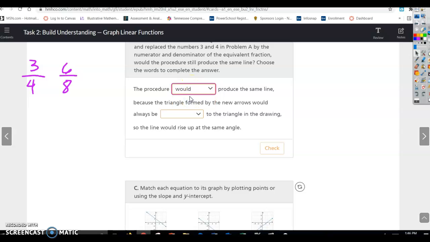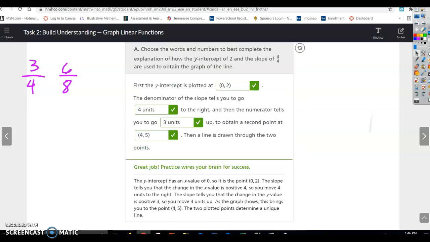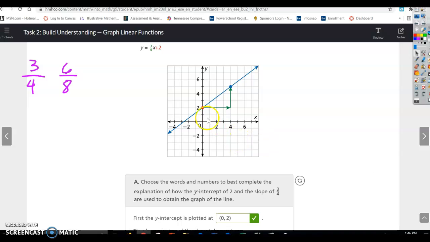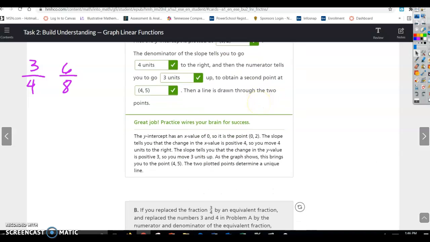Okay? Alright, so the procedure would produce the same line because the triangle formed by the new arrows would always be similar to the triangle in the drawing. Okay, so when we're talking about a triangle here, they're using the movement that they're doing to create this triangle here. And if you went over 8 and up 6, that would create a similar triangle.